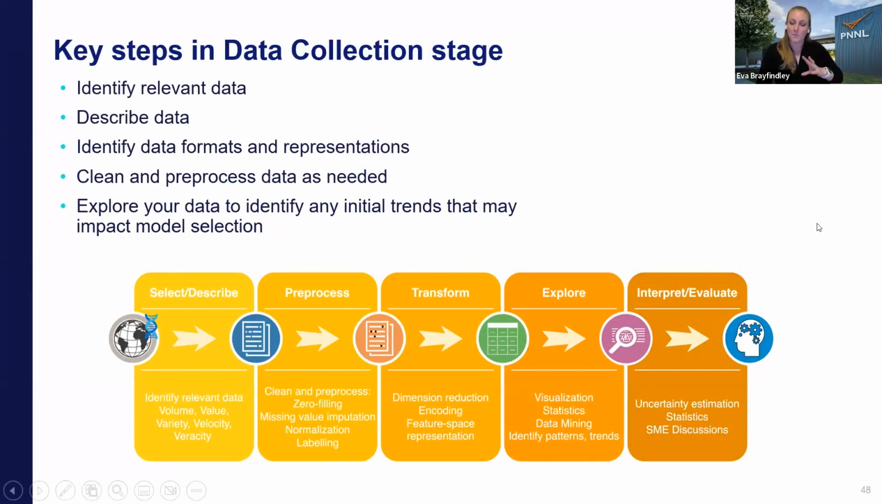So I put this graphic back up on the screen this time because these are all the data exploration steps. You need to start off by identifying relevant data, describing that data, understanding what's there, how much, all the formats and representations that that data is in or might need to be in order to be able to do machine learning or data science. Clean and pre-process that data however you need to, and then explore that data to identify any initial trends that may impact your model selection.